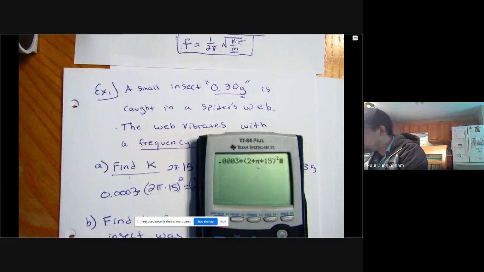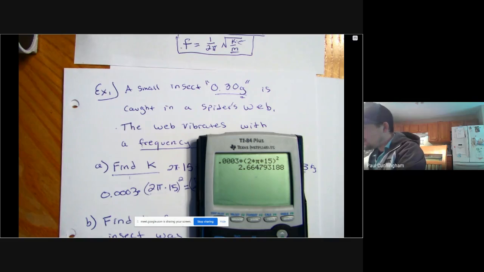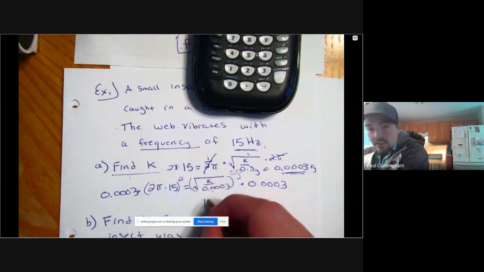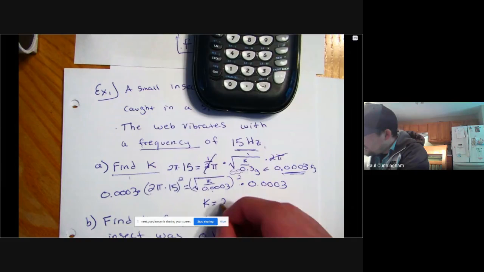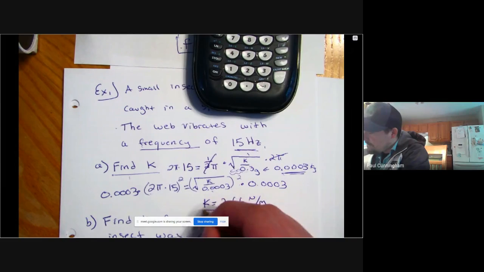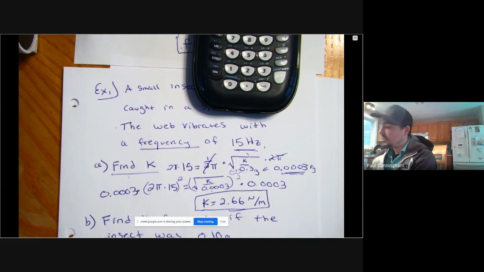Let's take a look. And we end up getting a small k, but not anything too crazy. 2.66. So k equals 2.66. So now I know k, that's newtons per meter. All right. And now it says find the new frequency if the insect was only 0.1 grams. So again, recall that formula from before. It was F equals 1 over 2 pi times the square root of K over M.